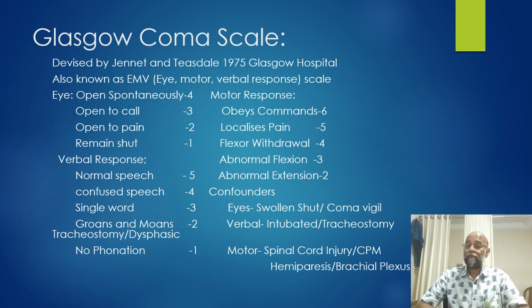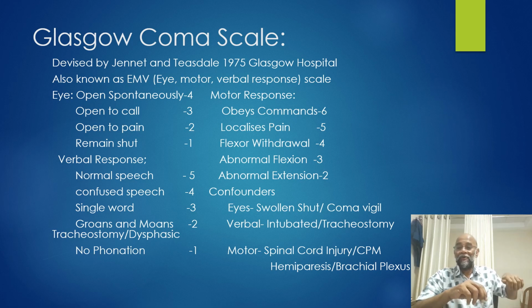Motor response, the most important part of GCS. A person who obeys commands is M6. If you can localize pain, you pinch him on the ear and he brings his hand and pushes your hand away, it is M5. Flexor withdrawal, you pinch his hand or you try to start an IV, he withdraws the hand, that is M4. Abnormal flexion is M3. Abnormal extension is M2. And no movement is M1.